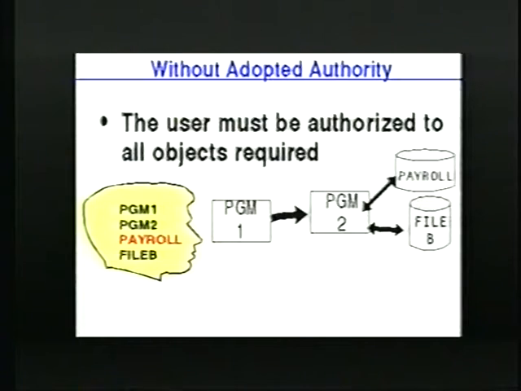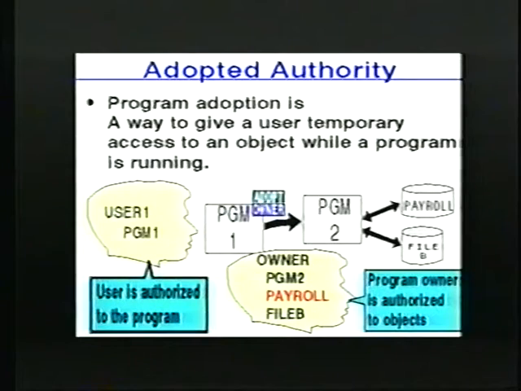Let's take a look at this same example. This time, we're going to change program 1 to have program 1 adopt its owner's authority. In this case, then user 1 only needs to be authorized to run program number 1. While the user is running program number 1, the authority of the owner of the program is adopted, and so if the owner of this program is authorized to program 2, the payroll file and file B, then the user 1, while running program 1, can continue to perform these operations.